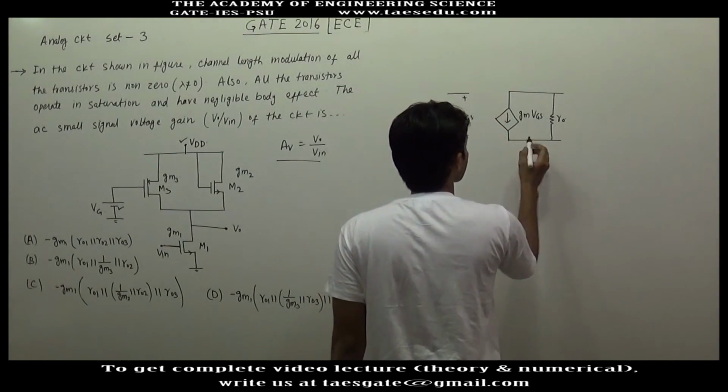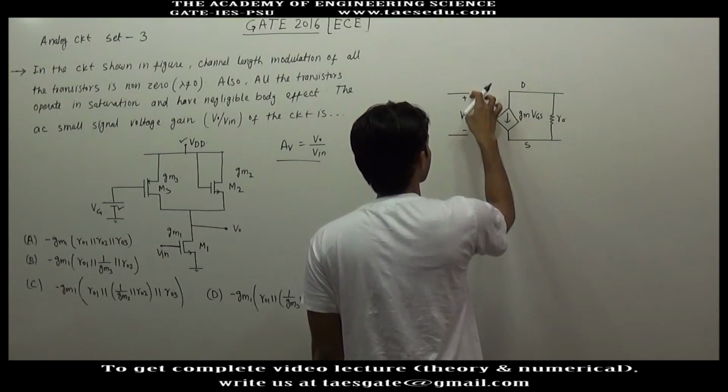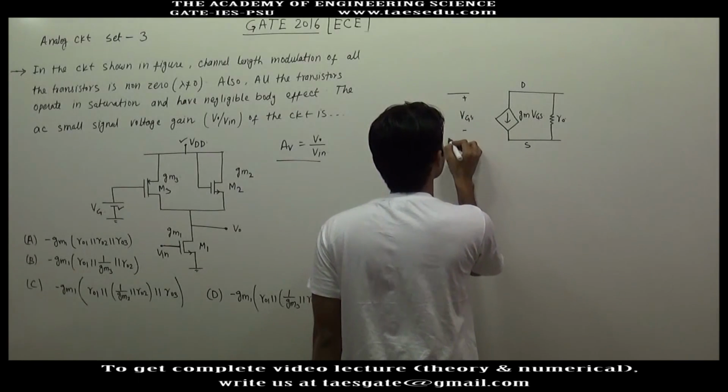This is G, this is S, this is S, and this is drain. Drain, source, gate, and source. This can also be connected.